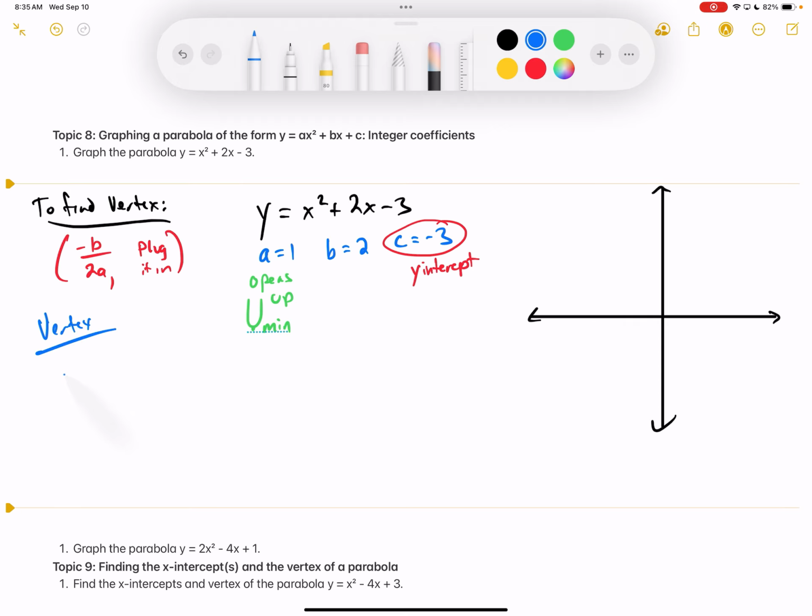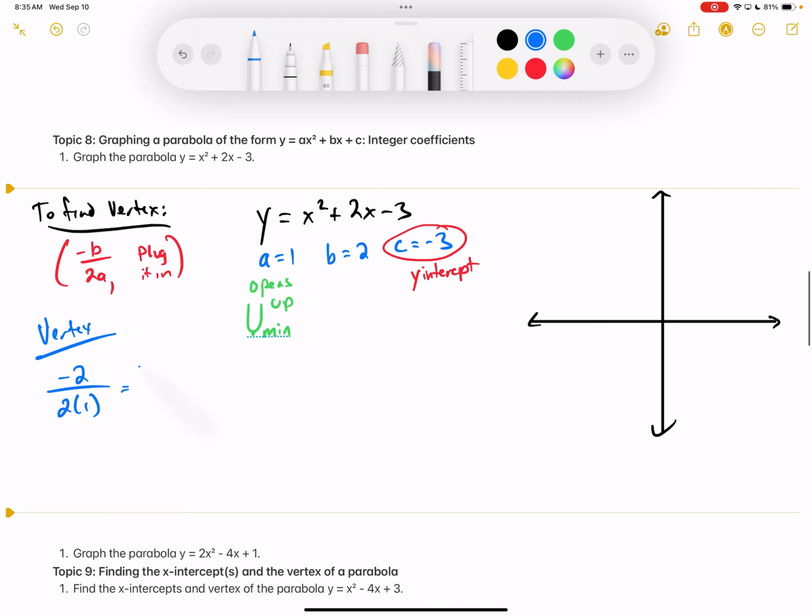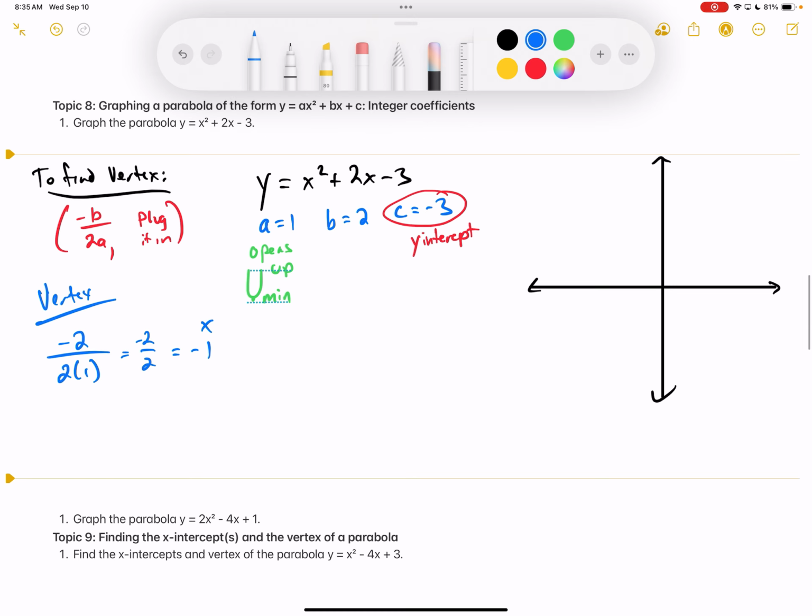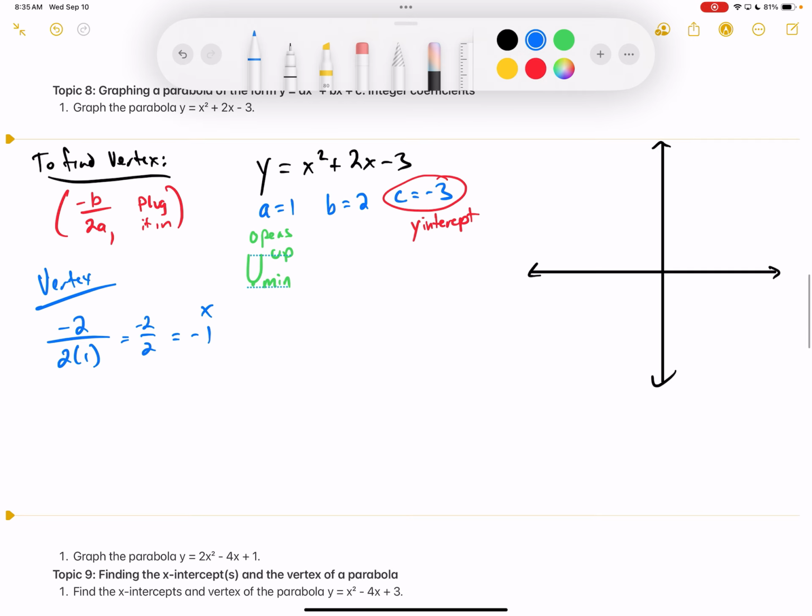I do the opposite of b, so that would be -2 over 2 times a. So -2 over 2 would be -1. This is my x value of the vertex, which is the axis of symmetry. They are not going to plug it in right here. They're going to write some fancy formula.